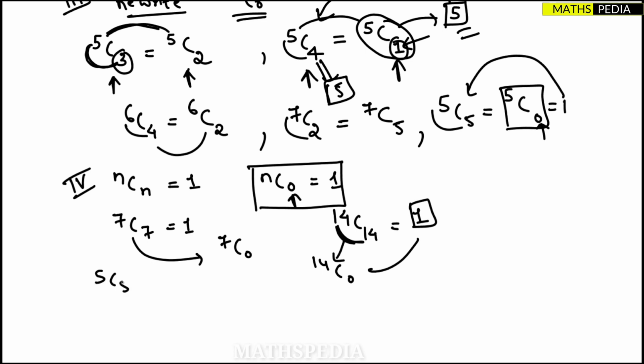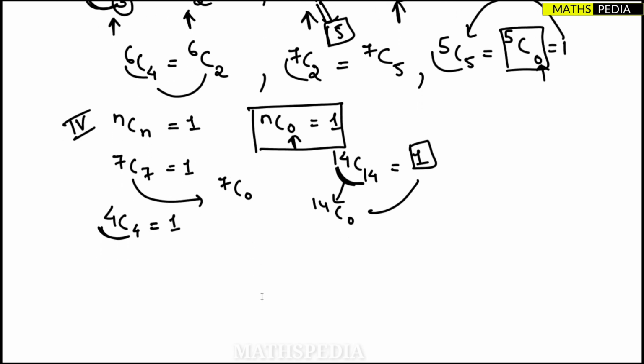Okay, so one more example. 5C5, what is the answer of 5C5? We have taken this example. Okay, so we'll just change it. For example, 4C4. What is the answer? It is 1. So when you are getting the same up and down, the answer will be 1. These are all things you have to remember in order to solve the binomial expansion in a faster way.